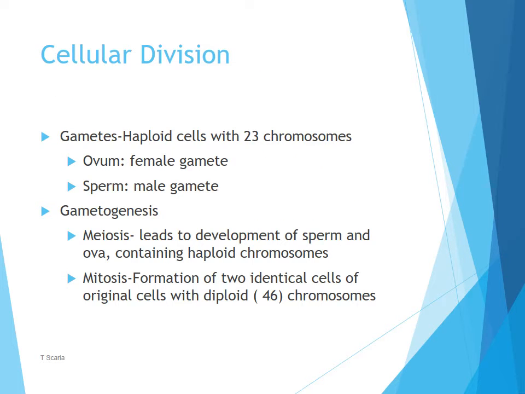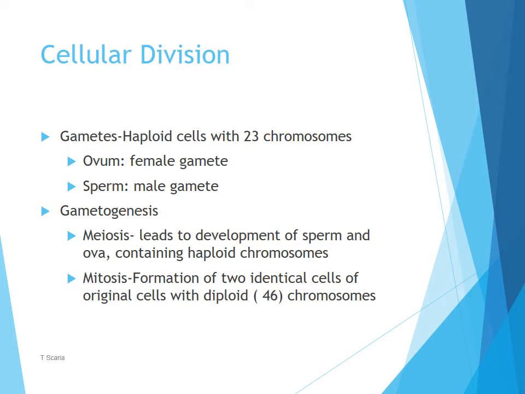Now we will start with cellular division. What is a gamete? A gamete is a haploid cell with 23 chromosomes. And the gametes are ovum and sperm. Ovum is a female gamete and sperm is a male gamete.